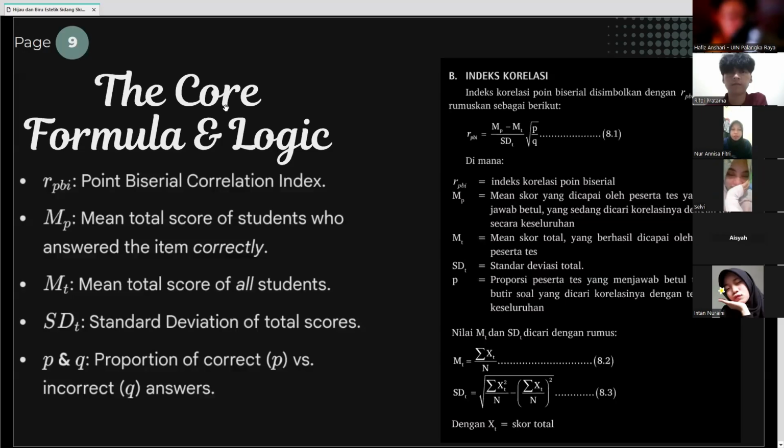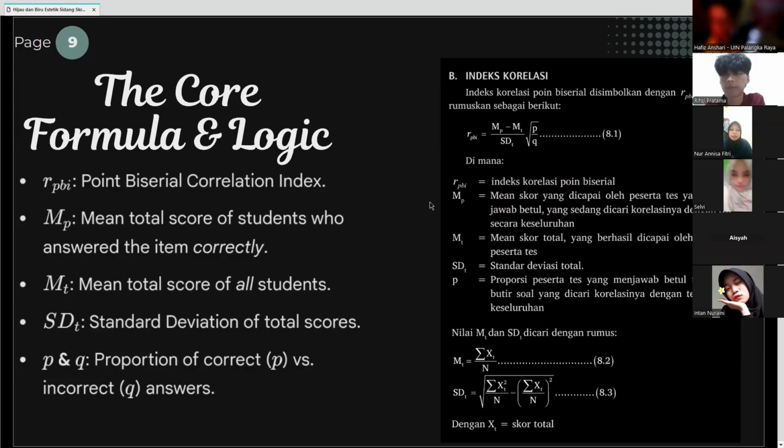Okay, now I will continue with the core formula and logic. Let's look at the symbol and the formula here. To catch this bad question, we use the formula shown on the screen. It is read as r point serial equals the mean of P minus the mean total, divided by the standard deviation total, times the square root of P over Q.